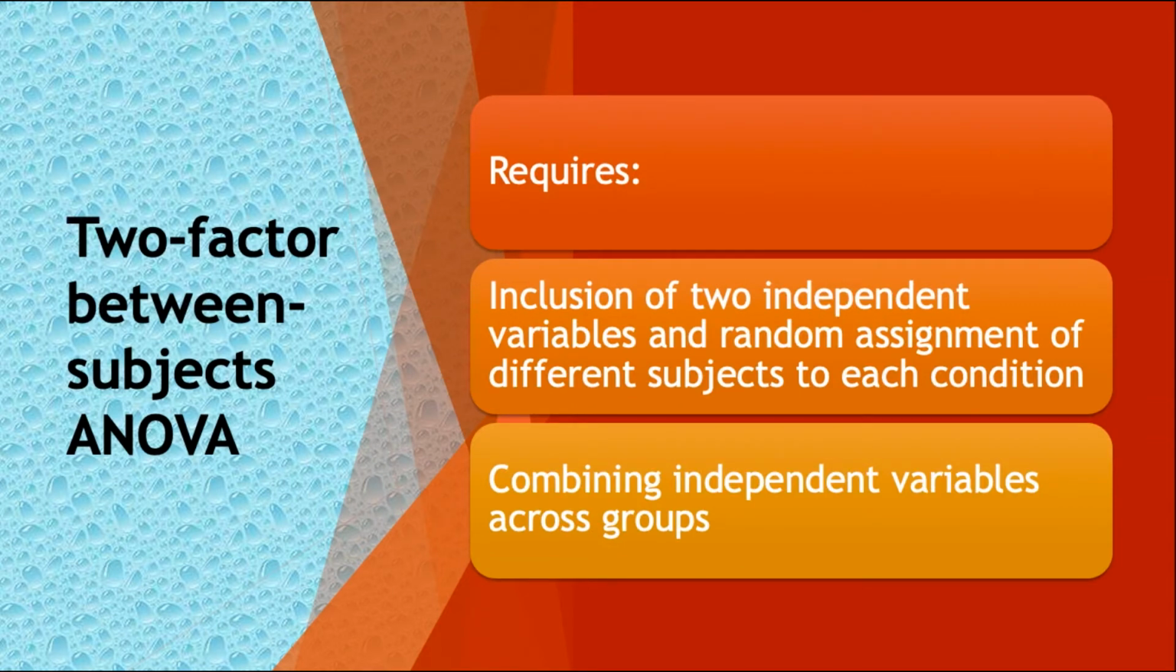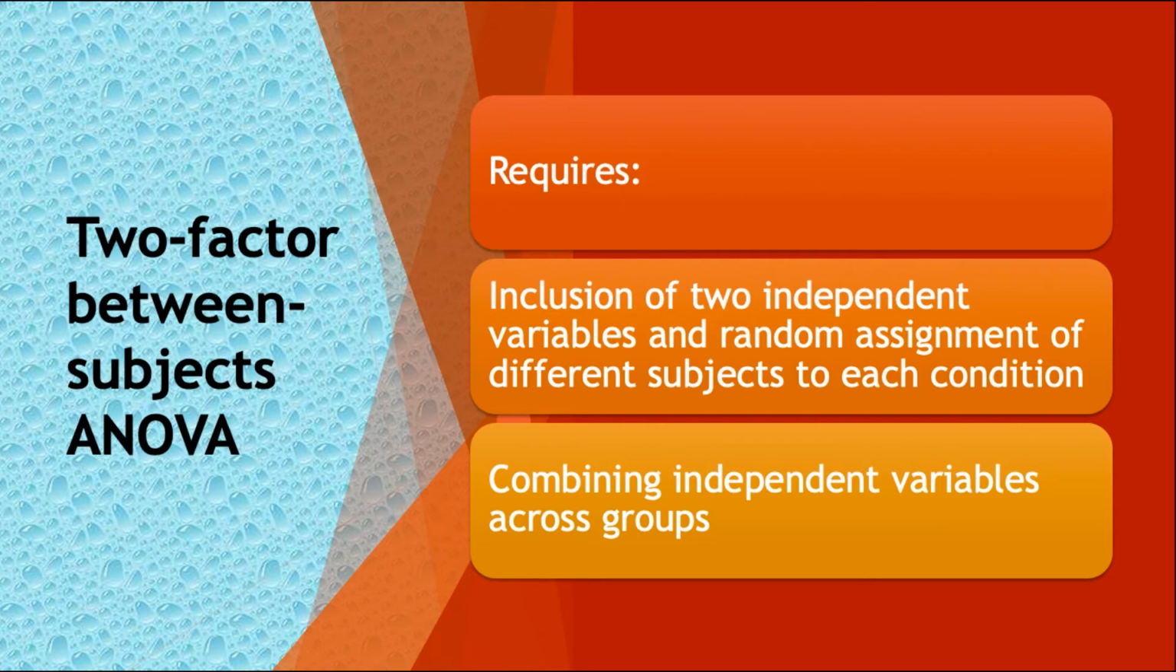Two-factor between-subject ANOVA. In this design, you include two independent variables and randomly assign different subjects to each condition. In addition, you combine independent variables across groups so that you can extract the independent effect of each factor, or the main effect, and the combined effect of the two factors, or the interaction, on the dependent variable. The analysis appropriate to data from this design is the two-factor between-subject ANOVA.